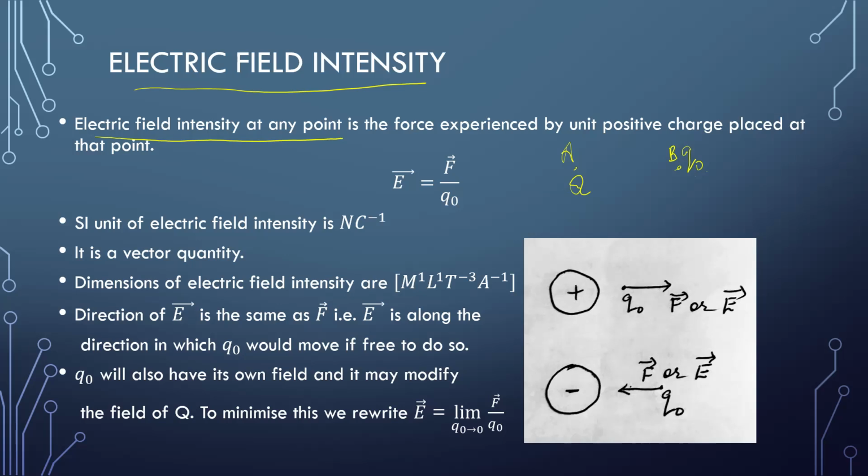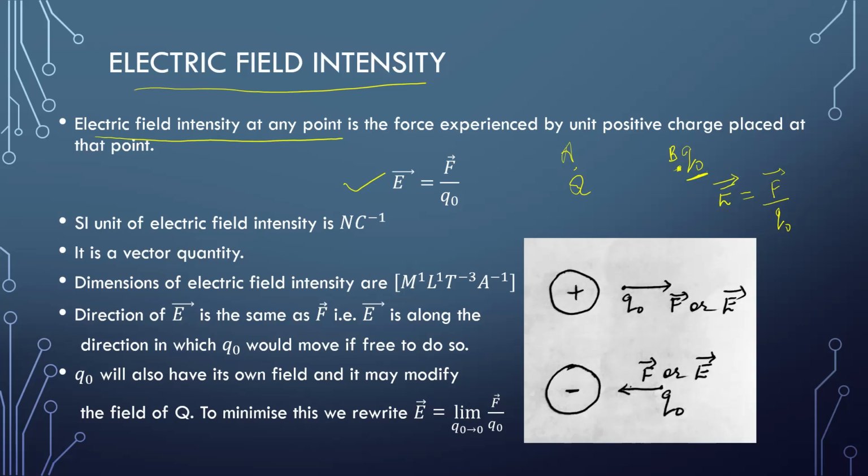So the source charge is at the point A. If I want to find out what is the electric field intensity at the point B, then at the point B we have to place a test charge, which is a unit positive charge, and whatever is the force experienced by the unit positive charge placed at the point B is termed as electric field intensity at the point B, and therefore it is written as E, which is nothing but E is equal to F vector upon Q naught.